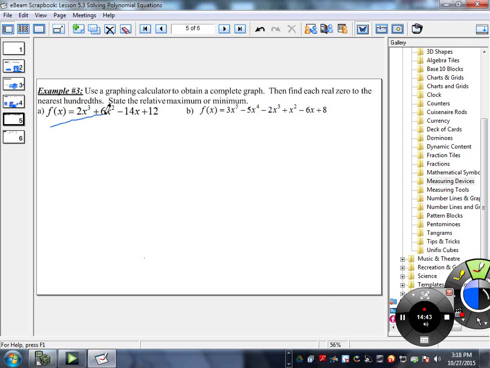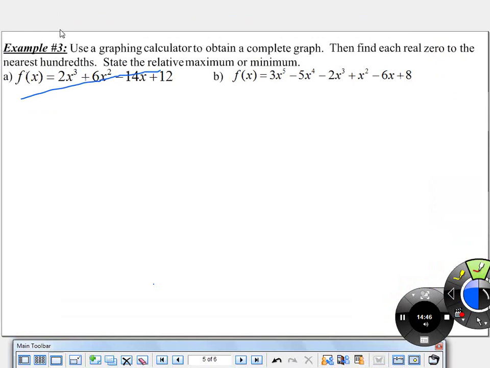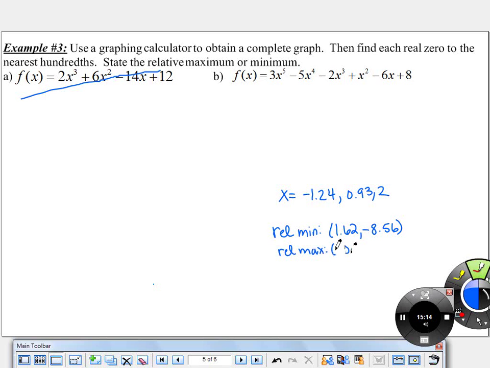So again, we didn't do part A, but for part B, as a recap, there were 3 real zeros, where x equals negative 1.24, 0.93, and 2. Our relative minimum point was 1.62, negative 8.56. And our relative maximum point was negative 0.7, 11.67.